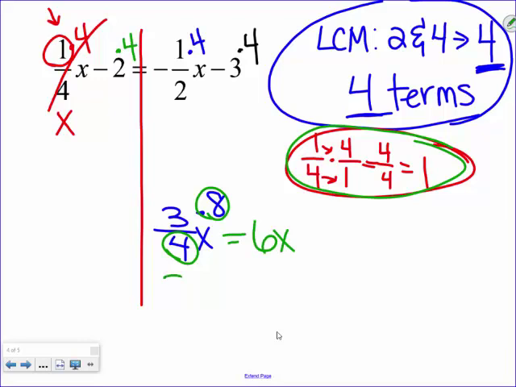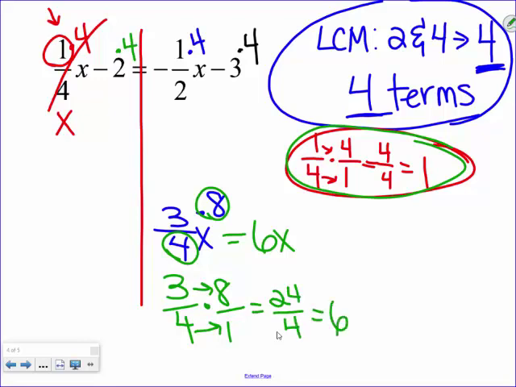Okay, let me prove it to you. 3/4, you're getting a little excited on your stability ball over here. Let me prove it to you. What's 3 times 8? 24. 4 times 1? 4. 24 divided by 4 is? 6. Do you see how that works?